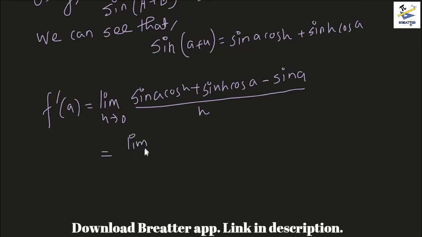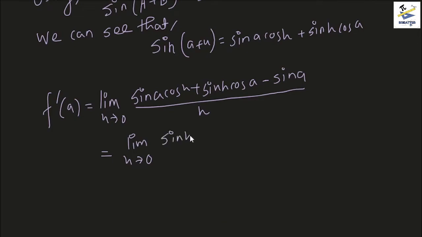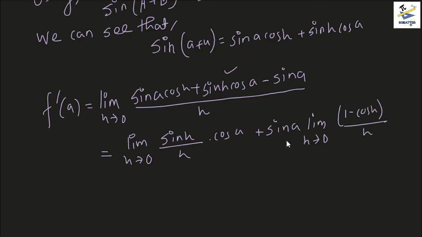So what we can do is limit h tends to 0 sin h by h into cos a. So we can just take the second term here, and we can take the first term common, and we can write limit h tends to 0 of 1 minus cos h by h, right? So this limit is 1, so it becomes cos of a, because we have learned about the limit as x tends to 0 of sin x by x in the previous videos.